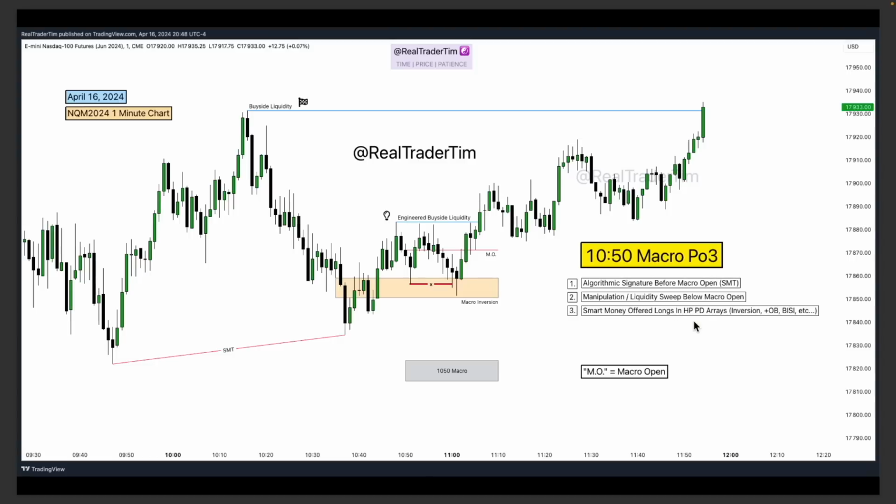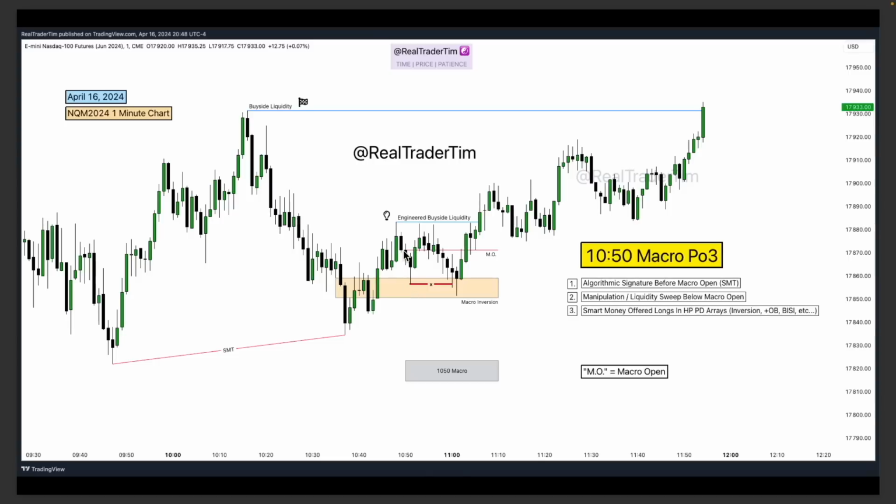to offer smart money longs. And then we combine concepts like I mentioned in the intro of this video, like high probability inversions, macro signatures, high probability BISIs, high probability order blocks, things of that nature. And we can really, really get precise entries utilizing some of the things we're going to discuss in this video.